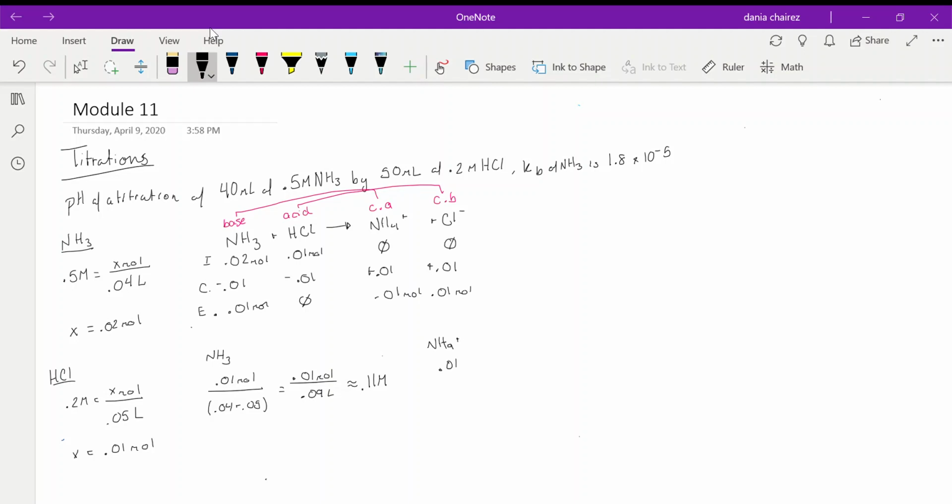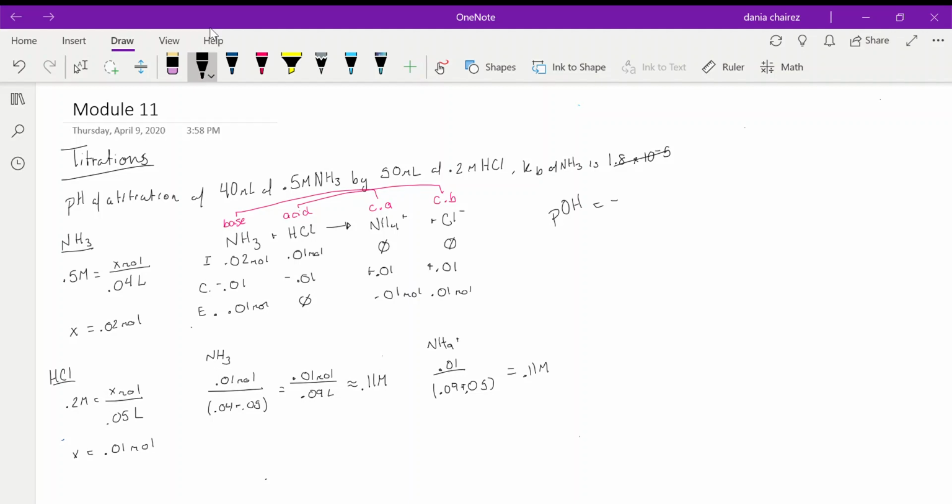Since we end up with the same concentration, 0.01, 0.04 plus 0.05, we end up with 0.11 molar as well. So now, knowing that we have a Kb, a conjugate acid concentration, and a base concentration, we can use our Henderson-Hasselbalch equation for pOH because we have the Kb, which is a base, and we have the base. So all of those lead to a pOH.